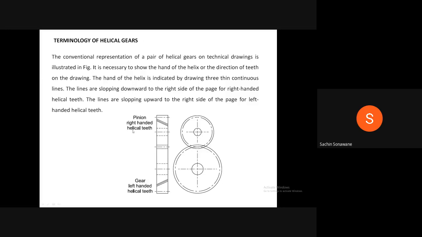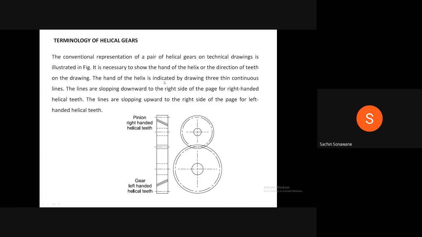Now you just see the same diagram: a right-handed pinion having helical teeth is in contact with a left-handed helical teeth gear. The conventional representation of a pair of helical gears on technical drawings is illustrated in the figure. It is necessary to show the hand of the helix, or the direction of the teeth, on the drawing.